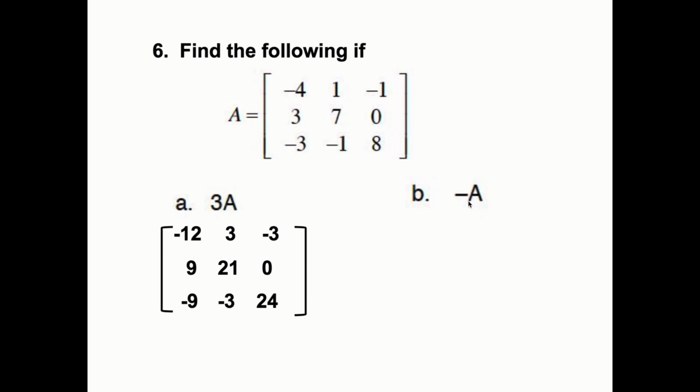All right, for part B, we're going to multiply everything by a negative. There's a hidden 1. So if I multiply everything by negative 1, it's just going to become the opposite. So positive 4, negative 1, positive 1. Negative 3, negative 7, 0, 3, 1, negative 8.